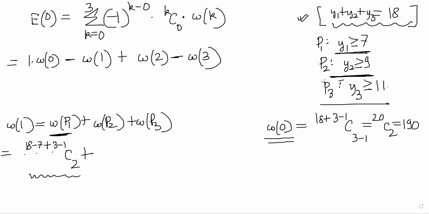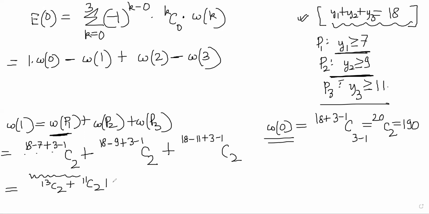So this will be 18 minus 7 plus 3 minus 1 C2, plus W of P2, where y2 should be greater than or equal to 9. So how many will satisfy that? That will be 18 minus 9 plus 3 minus 1 C2. And finally, W of P3 will be 18 minus 11 plus 3 minus 1 C2. So this comes out to be 13 C2 plus 11 C2 plus 9 C2. If you calculate that out, that will be 78 plus 55 plus 36. So that is 169. Okay.